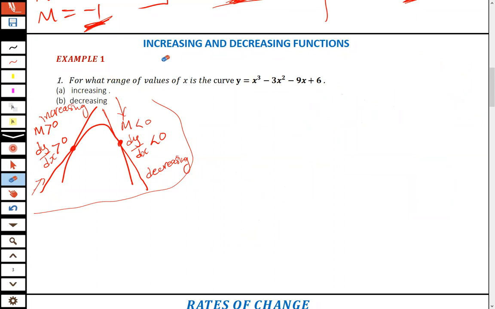Okay, so for what range of values of x is the curve y equals x to the power 3 minus x squared minus 9x plus 6 increasing? They're asking for what range of values this function is increasing.